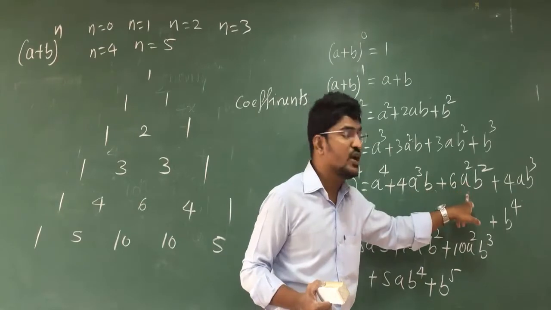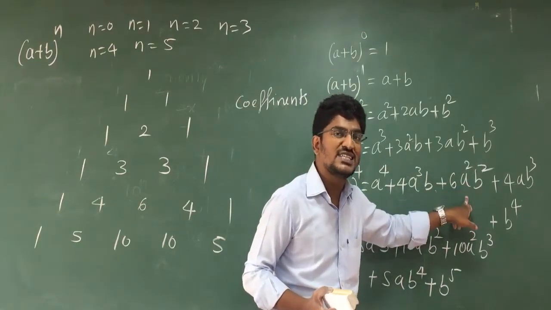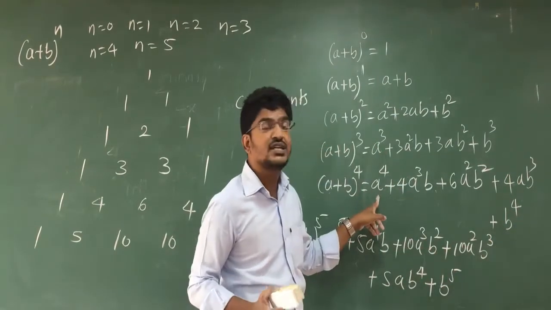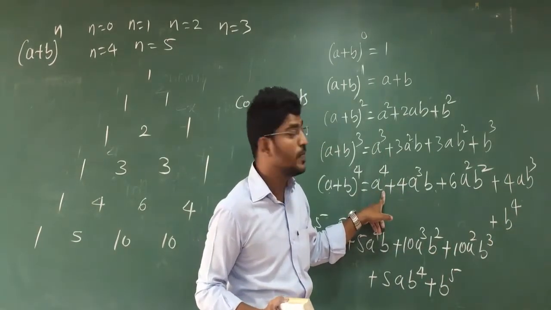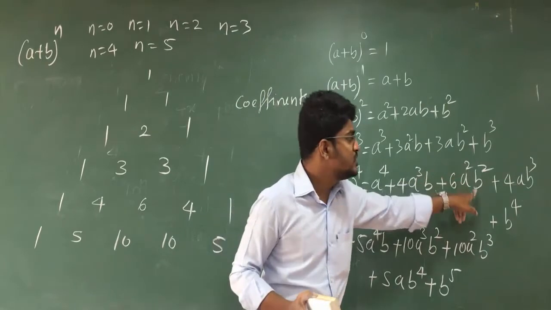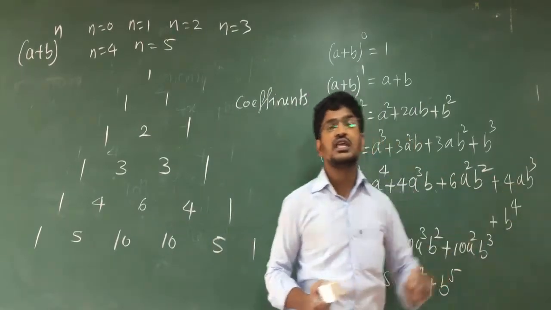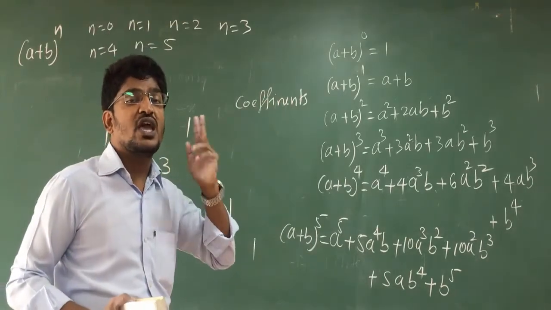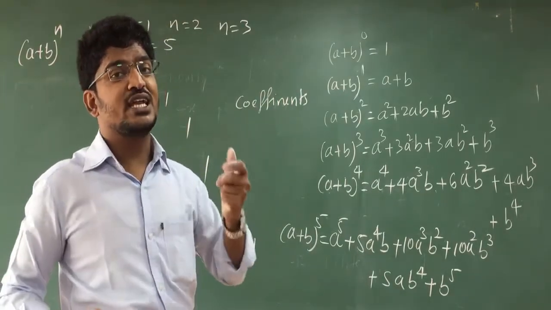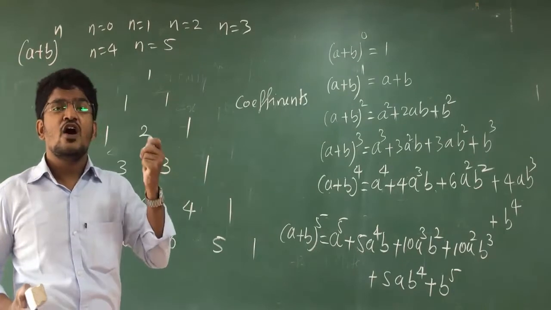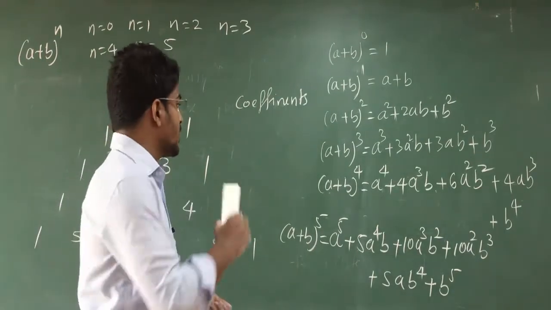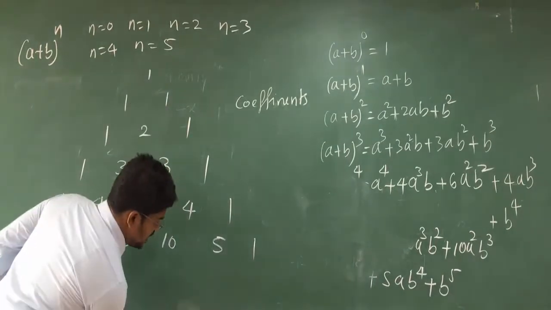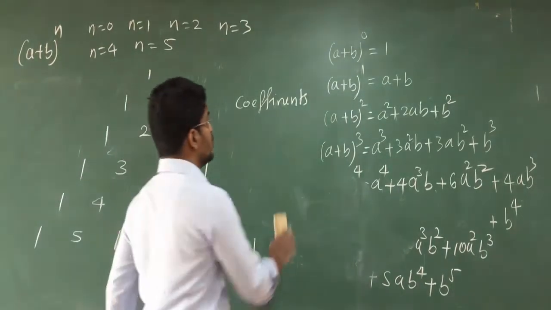Again, a to the power of 3, then a squared, then a. It will decrease. See the b terms. Here b to the power of 0, b to the power of 1, b to the power of 2, b to the power of 3. That means the power of a is decreasing and the power of b is increasing. That is the technique of writing a polynomial of any power. Clear? Okay. So let us take one example and solve it so that it will be very easy for you.